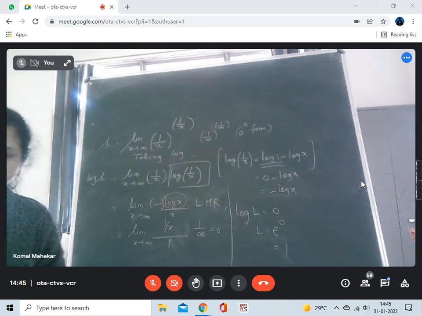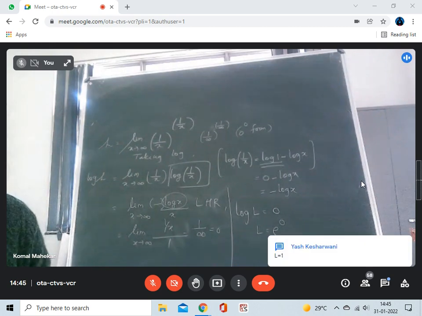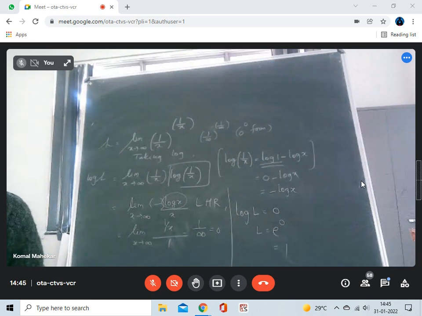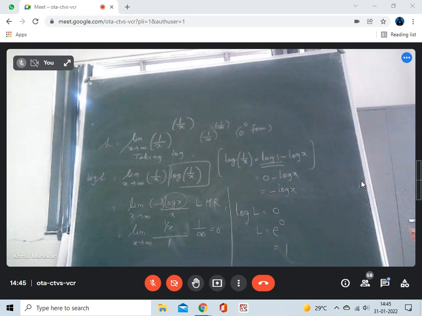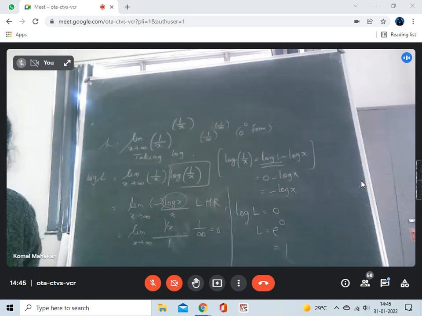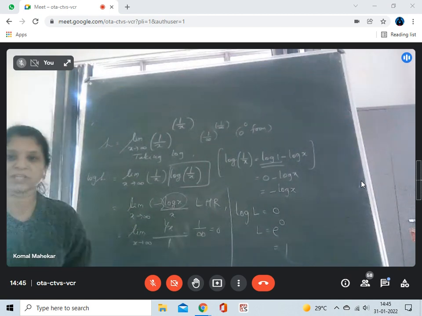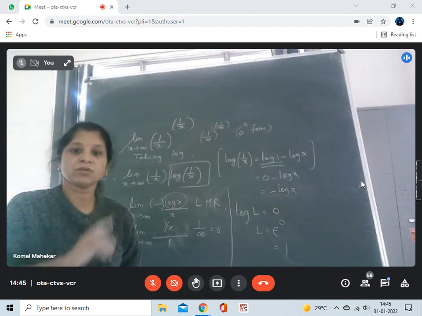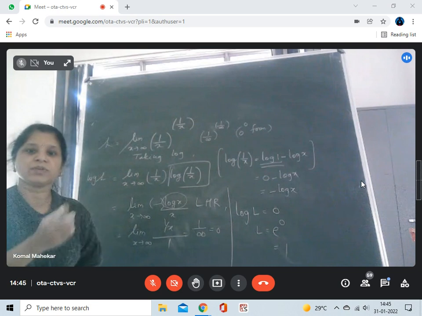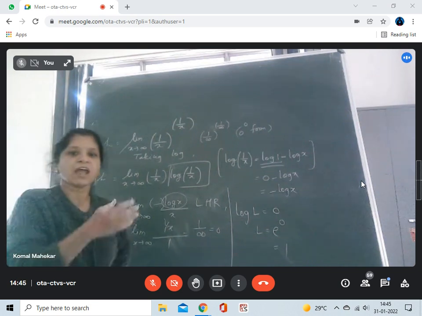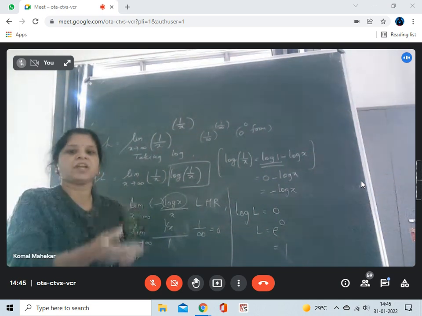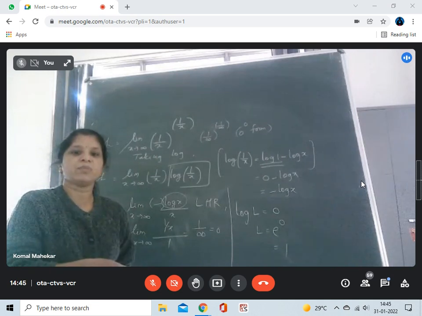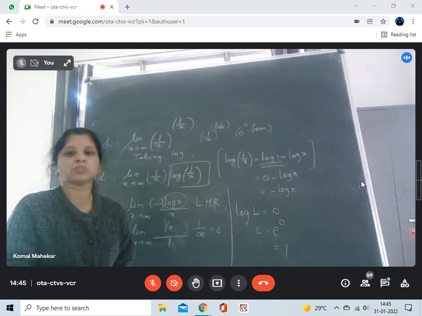So for this problem, your answer is 1. So in this way, we can solve the problems of 0 raised to 0 form. 0 raised to 0, convert it into 0 into infinity by taking logarithm. And again 0 into infinity, convert it into 0 by 0 or infinity by infinity. And then you apply L'Hospital rule.